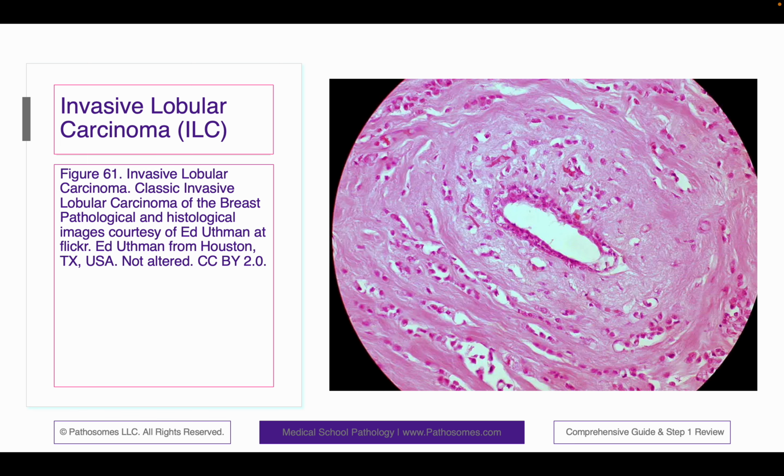And here we can see classic invasive lobular carcinoma of the breast on H&E. Now, I know it's a bit vague and not very well stained, but can you see the cells lining up in single file lines? I surely hope so. That is invasive lobular carcinoma.